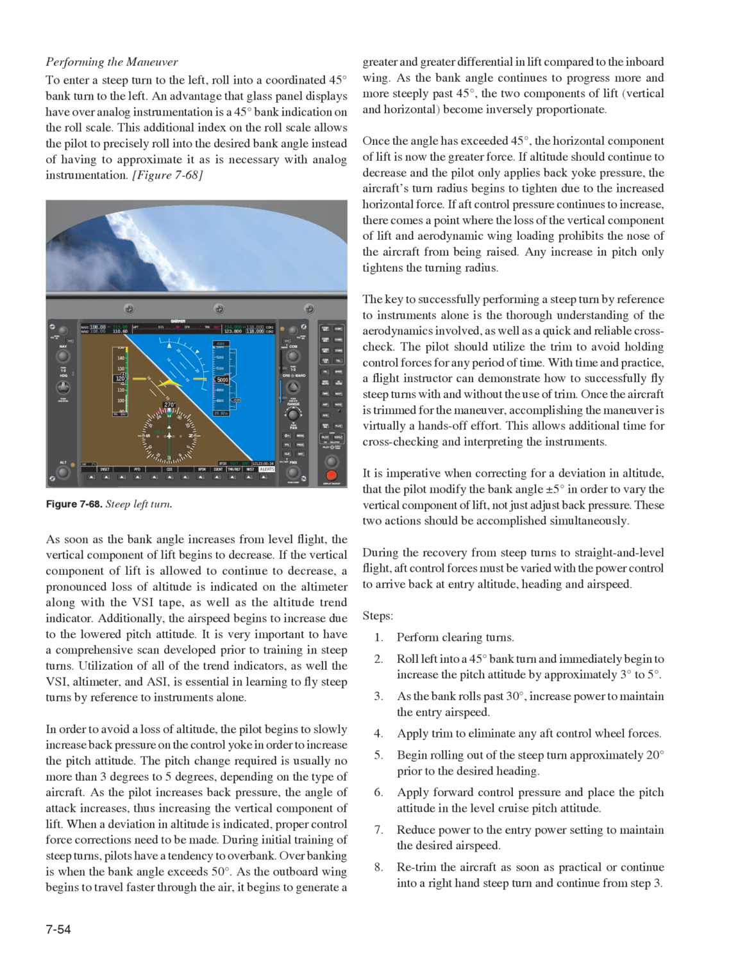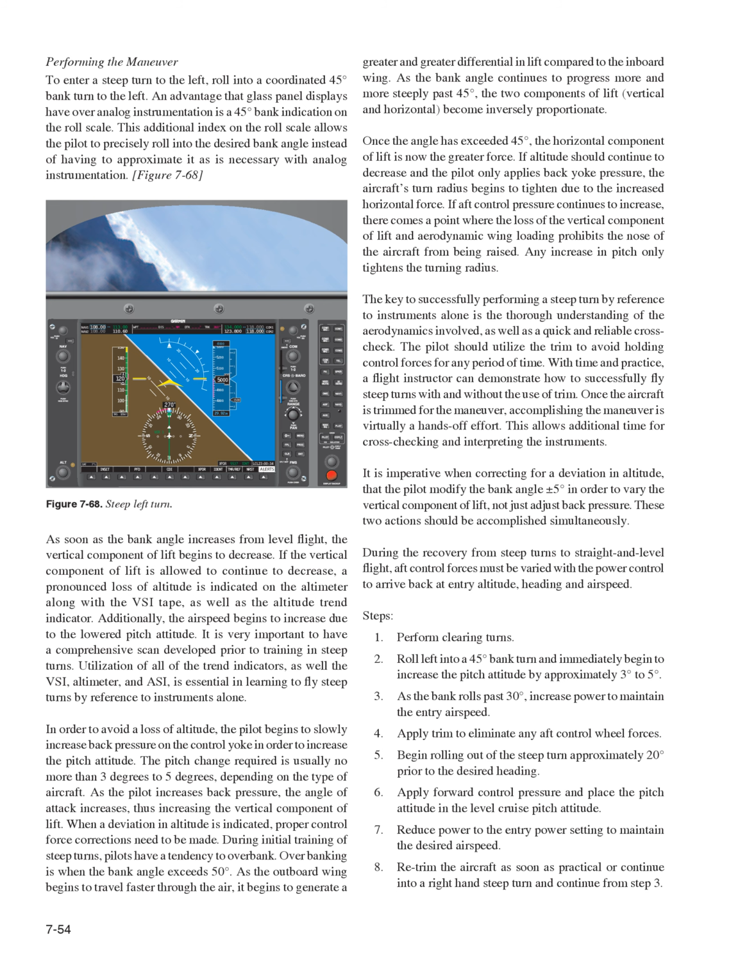Steps. 1. Perform clearing turns. 2. Roll left into a 45 degrees bank turn and immediately begin to increase the pitch attitude by approximately 3 degrees to 5 degrees. 3. As the bank rolls past 30 degrees, increase power to maintain the entry airspeed. 4. Apply trim to eliminate any aft control wheel forces.